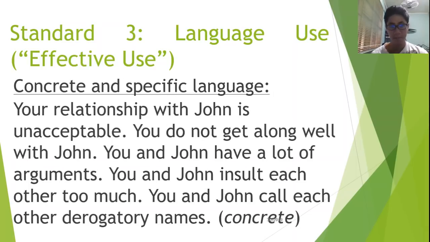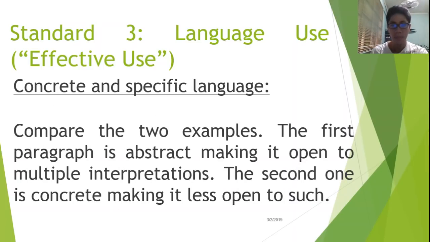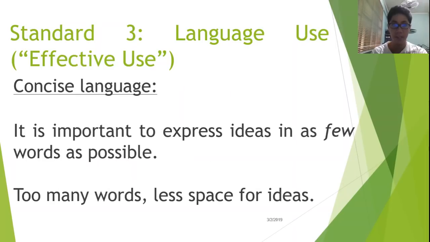But take a look at this. Your relationship with John is unacceptable. Instead of problematic, it's unacceptable instead. Look at the pattern that the writer follows. In the first few sentences, we can see that the writer is being general, but as we progress till the last, he or she has become specific to the max. So that is the pattern: general down to the most specific. As you can see, the second example limits the interpretation of the readers.